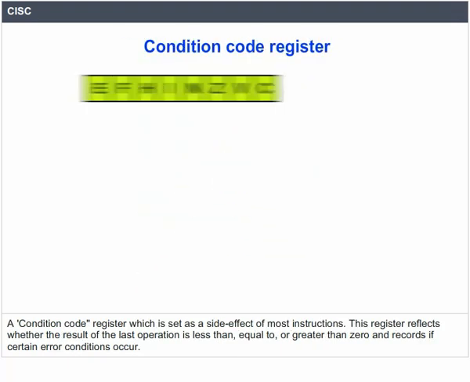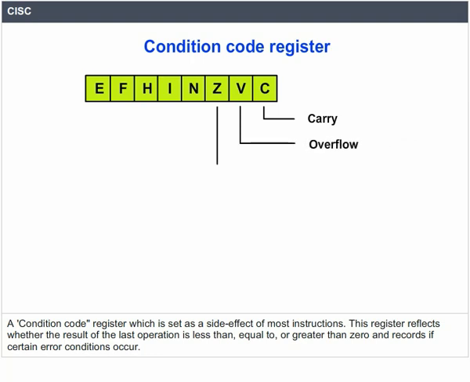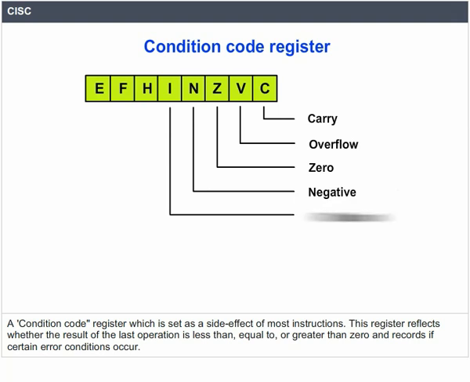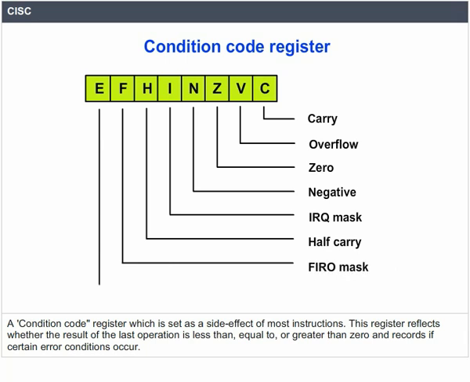A condition code register which is set as a side effect of most instructions. This register reflects whether the result of the last operation is less than, equal to, or greater than 0 and records if certain error conditions occur.